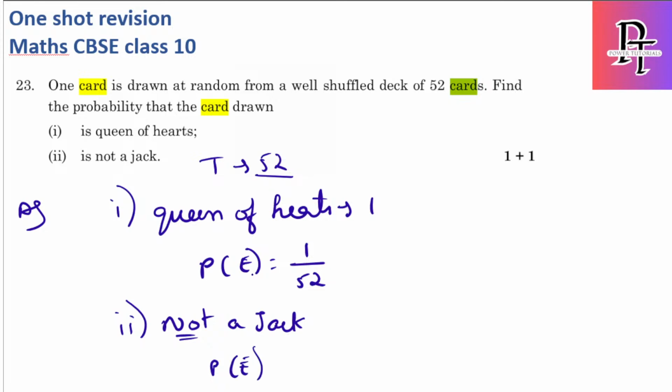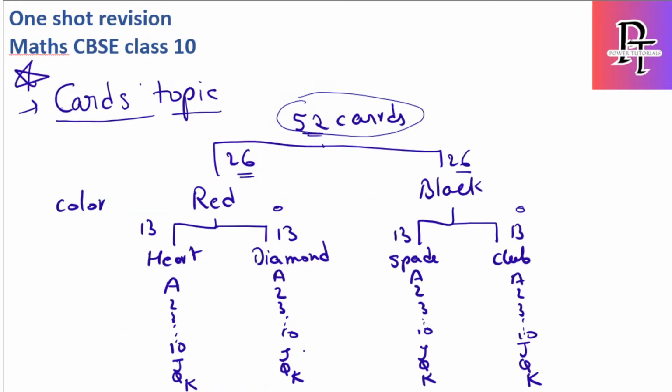Okay, so let's write this as E1 event, let's say this is E2 event. Then P of E2 bar is 1 minus P of E2. So what is E2 here? Not a jack means E becomes picking a jack. So how many jacks are present? You can see here we have one jack here, one jack here, one jack here, one jack here. Total 4 jacks are present.